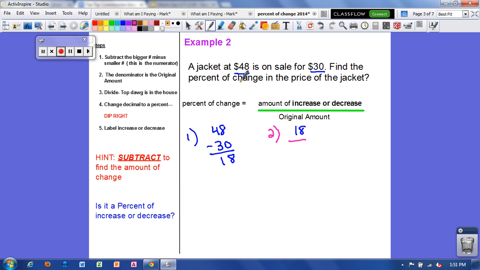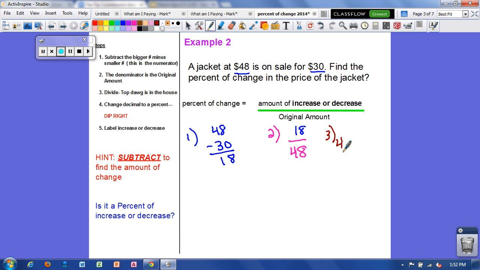And the original amount, well, let's look up here. A jacket is $48 and it's now on sale for $30. So originally it was $48. So 48 would go in my denominator. So now I have my formula set up. Now step 3, I want to divide. And remember, top dog goes in the house.